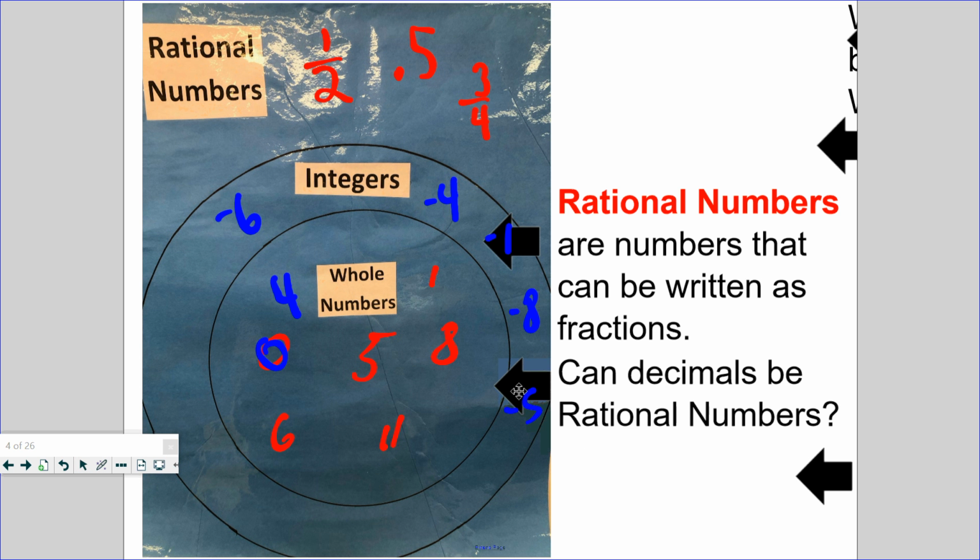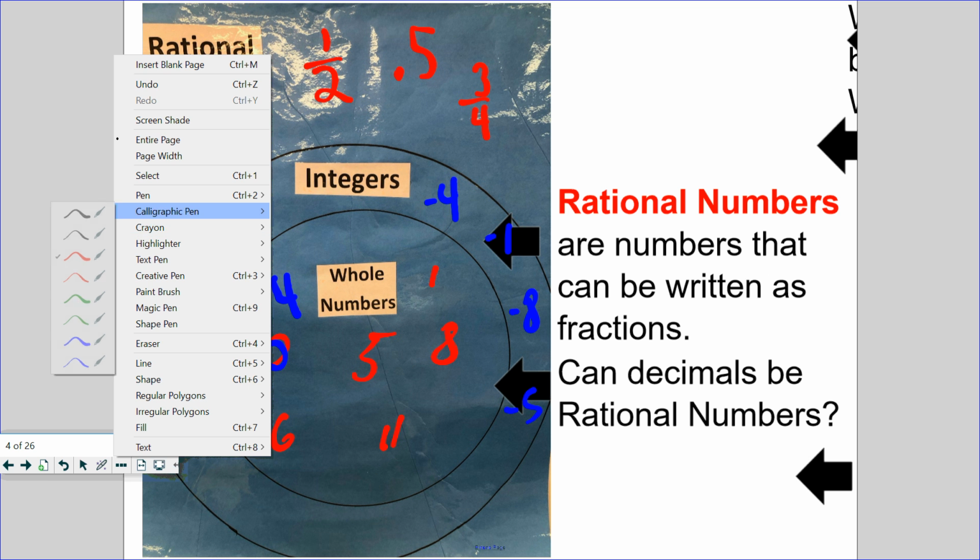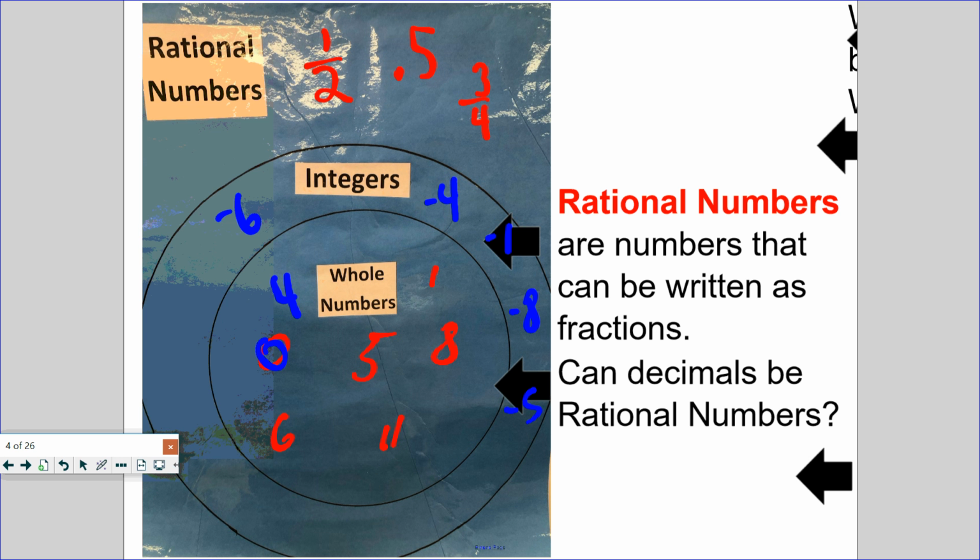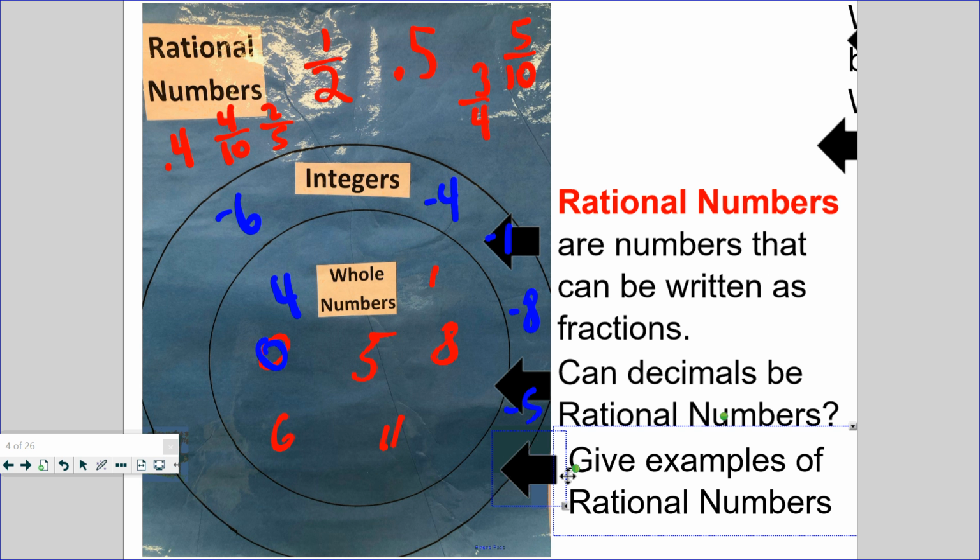Can decimals be rational numbers? Can a decimal be written in fraction form? Let's think of this: 5/10. Is that the same as saying this fraction 5/10? Isn't 5/10 able to be simplified to 1/2? Yes. What about 4/10? In fraction form, it could be 4/10 or 2/5. That's simplified. And that was our last example of rational numbers.